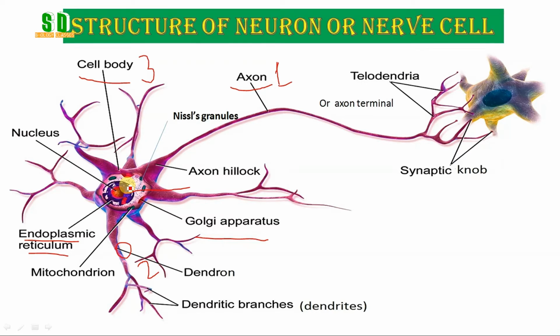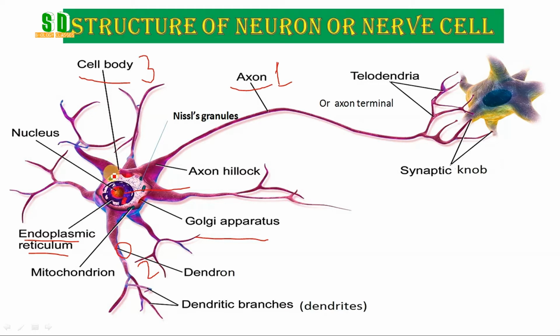But one cell organelle is definitely absent in the case of a neuron. Can you guess which cell organelle? It is the cell organelle which is responsible for cell division. Nerve cells generally don't divide and their number remains constant throughout our lifespan. Due to the absence of centrosome, the nerve cells are unable to divide. So centrosome is absent in the nerve cell.